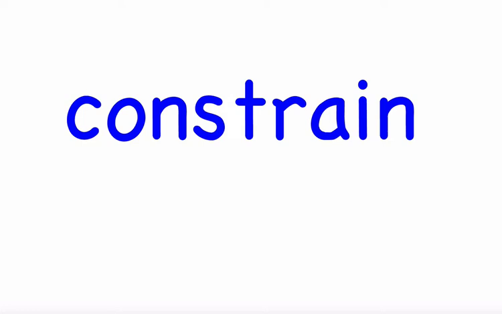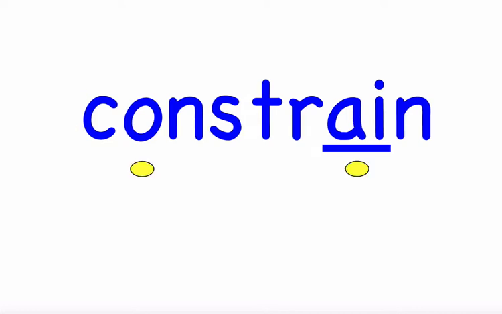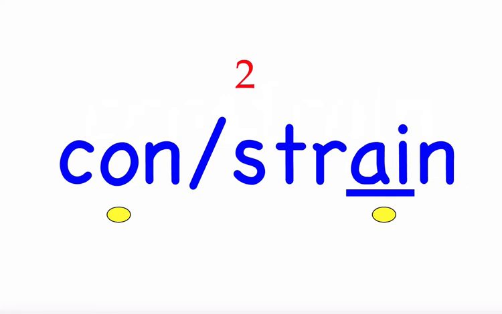Constrain. First thing we do is look for teams. We have one team, AI. Now we identify vowel sounds. Because we have 2 vowel sounds in this word, we know we have a 2-syllable word, and we apply syllable division. Syllable rule 2 is in effect.